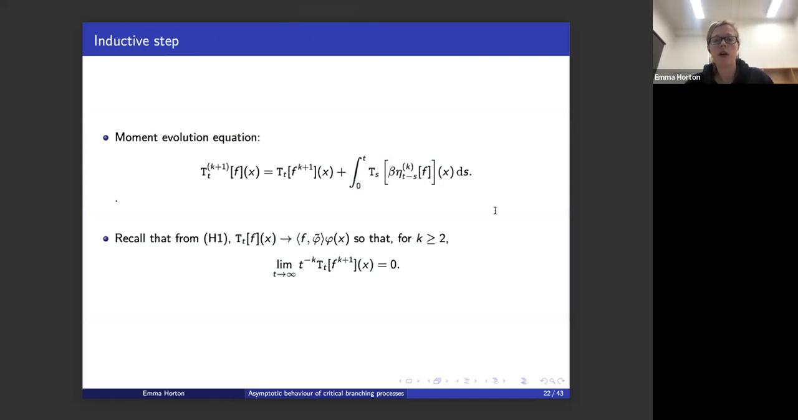Okay, so now we have a moment evolution equation, we can start looking at the inductive step. If we recall, our conjecture was that the correct normalization for this k plus oneth moment was 1 over t to the k. So if I normalize by t to the k, of course, because this is critical, this first quantity will go to zero due to the Perron-Frobenius result. So now we just need to deal with the integral term.